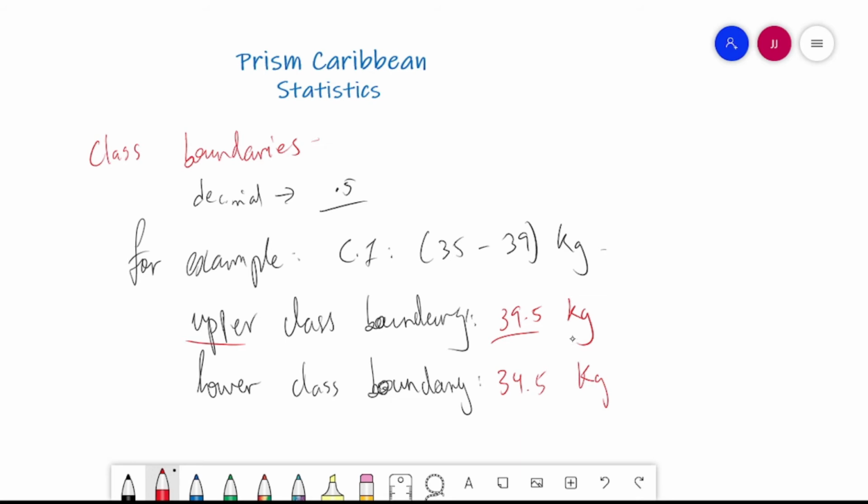So that's pretty much it for that. Let me go over that one more time. For class boundaries, we are dealing with limits, but we are dealing with the decimal 0.5 as well. For the upper class boundary, we take the upper limit and add 0.5. For the lower class boundary, we take the lower limit and subtract 0.5. And that's pretty much it.